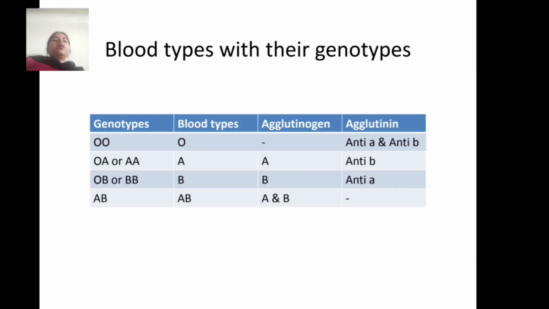Blood types with the genotypes OO, OA, AA, OB, BB, and AB. Types of blood are O, A, B, and AB.